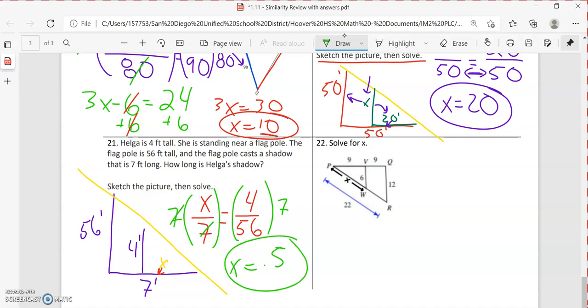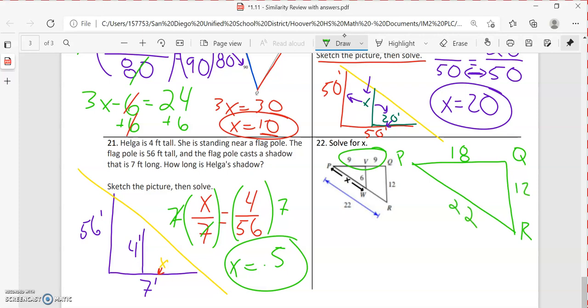Last but not least, 22. I'm going to redraw my big triangle, make it obvious. I mentioned this last question. So this is P, Q, and R. P to Q is 9 and 9, which is 18. QR is 12, and P to R is 22. We have a lot of numbers. We have numbers for all 3 sides here, so we actually have more than we need to solve this. So don't let that confuse you.